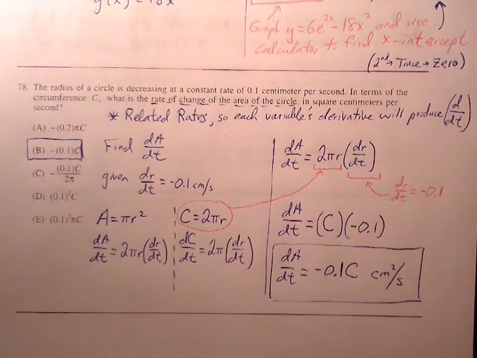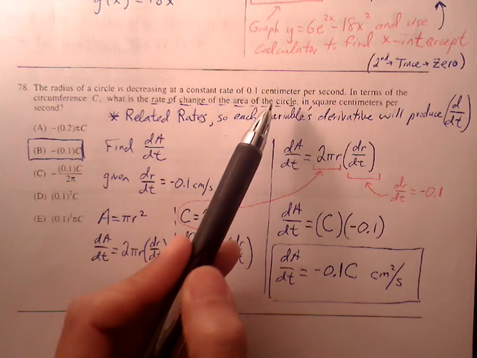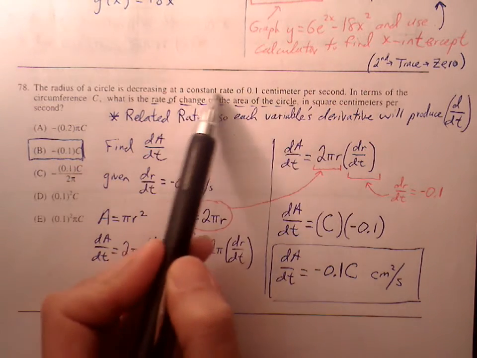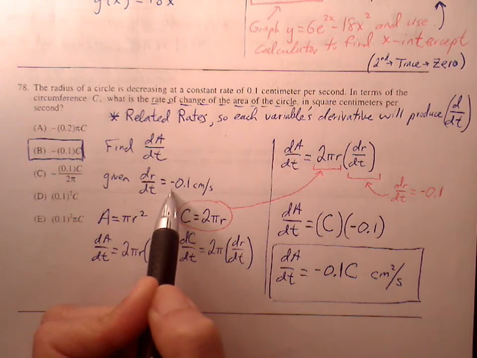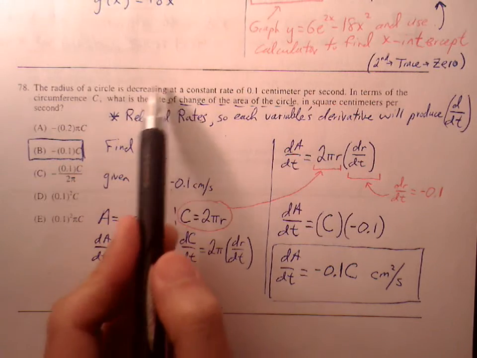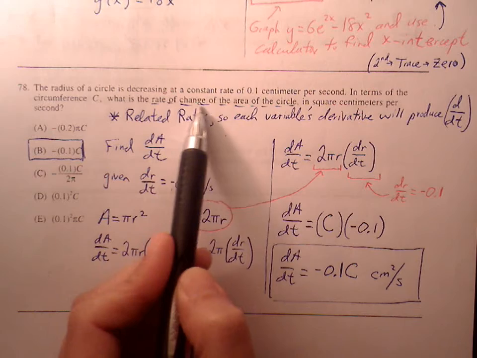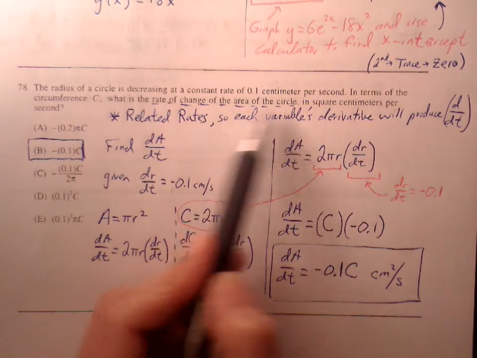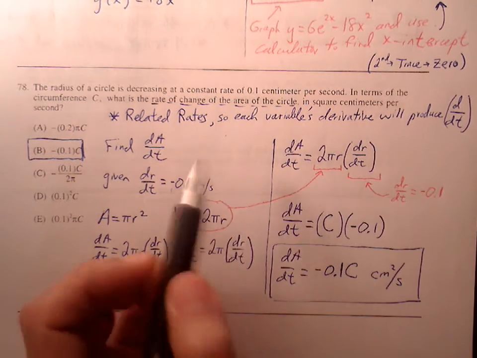Okay, 78, related rates problem here. We have a radius of a circle decreasing at a constant rate of 0.1 centimeters per second. So that's dr/dt, which is decreasing, so negative 0.1 centimeters per second. In terms of circumference, what is the rate of change of the area of the circle? If I want to find the rate of change of the area, I'm looking for dA/dt. With related rates, everything is in relation to time, so d over dt.